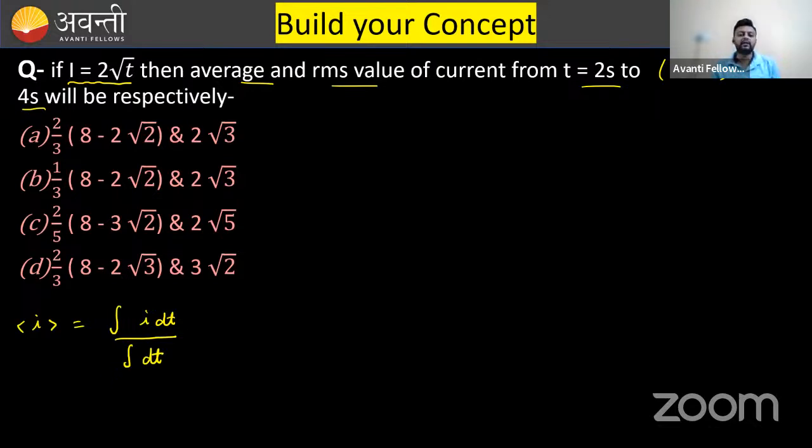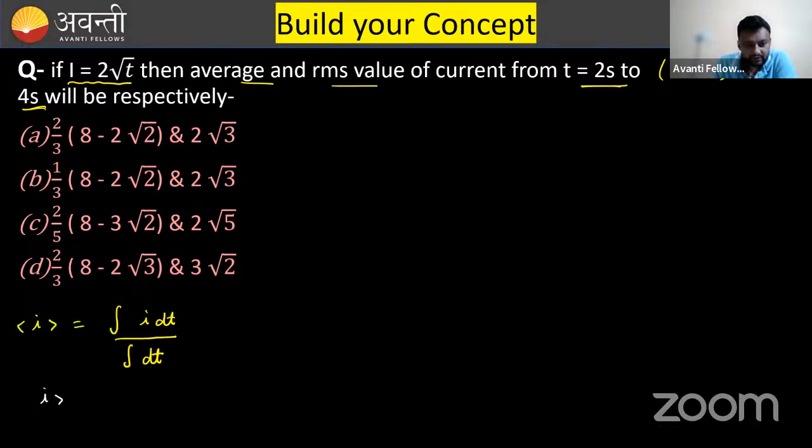If you can recall, this integration of I dt was the area, and this dt was the time period. So the time period you can see from the question is 2 second to 4 second. That means the time period is 2 seconds. Clear? So now you just need to put the values.